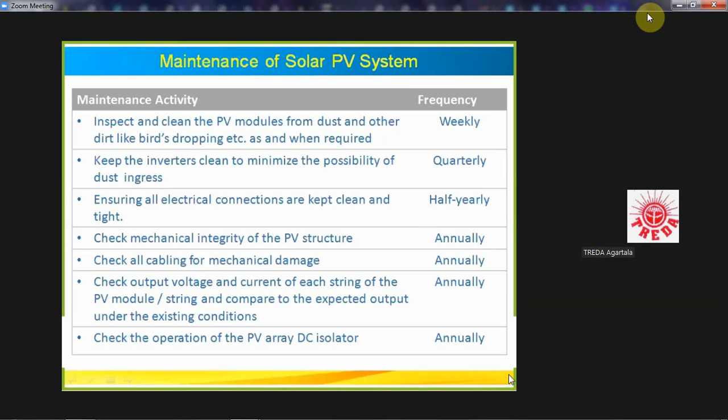Now I'm coming to the maintenance part of the PV system. Actually, maintenance of PV system is required for so many reasons, because each and every component requires maintenance. So these are the things given periodically on how it is to be maintained, and regarding the practical maintenance I will brief you.